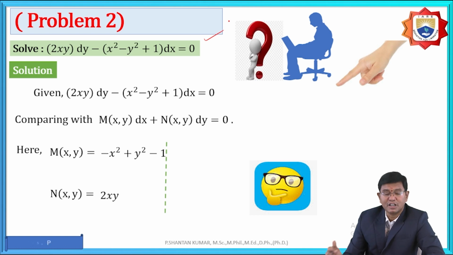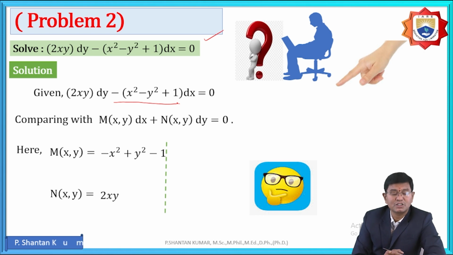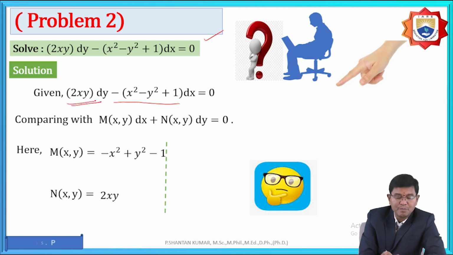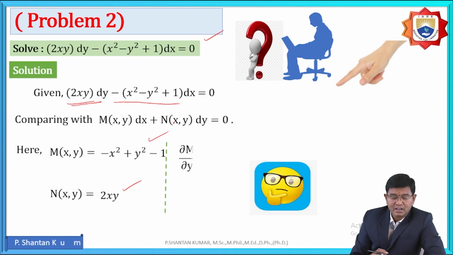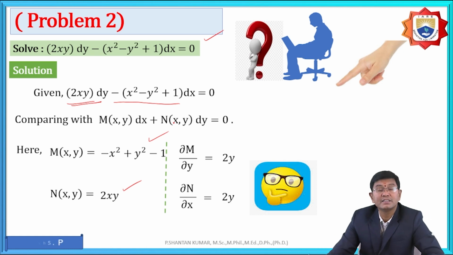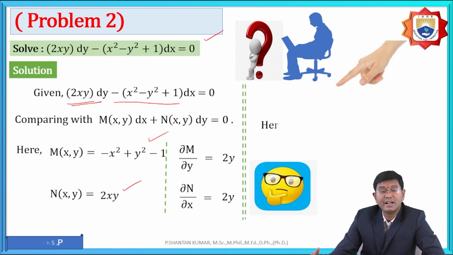And again here, the coefficient of dx is minus x square plus y square, and the coefficient of dy is 2xy, a condition that is clear. And we need to find dou M by dou y, which is equal to 2y, and dou N by dou x is equal to 2y. Of course, both are the same. That means the given differential equation is an exact differential equation. And if it is exact, there is no need to find the integrating factor. Directly we can find the solution of the exact differential equation.